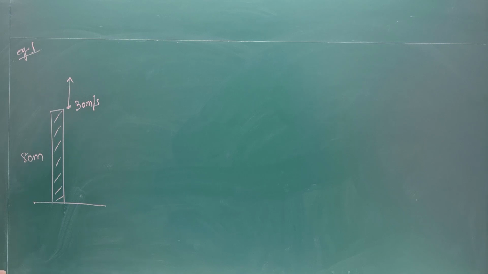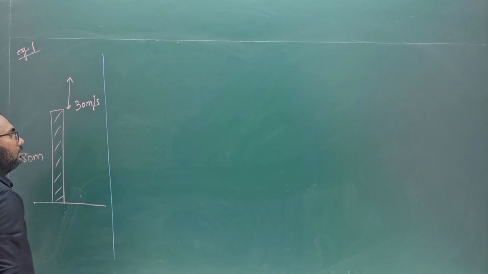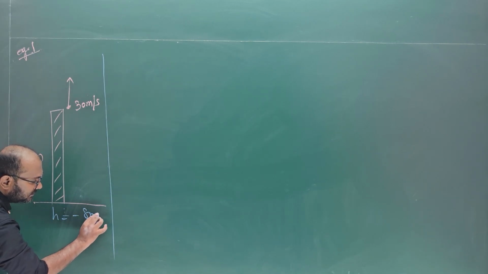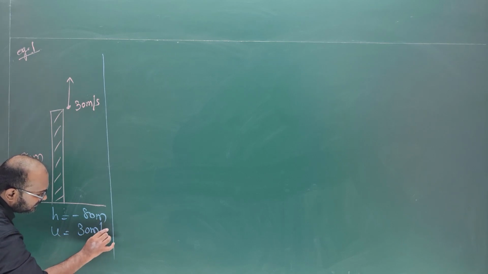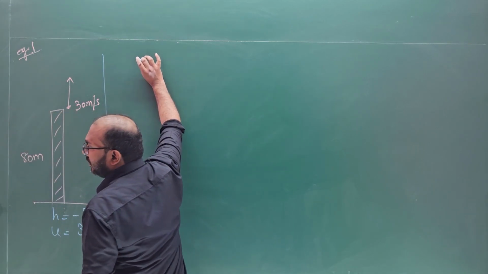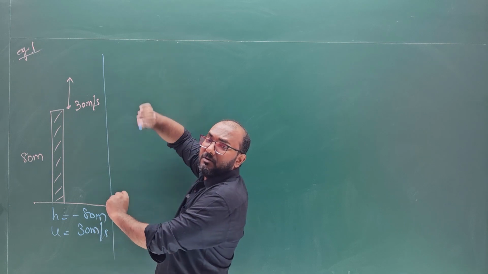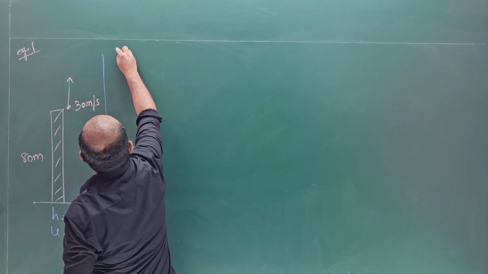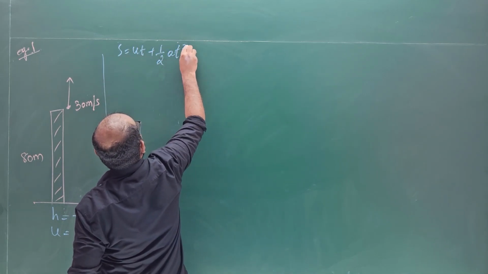Now, let us calculate time first. Displacement h is minus 80 meters. U is positive, 30 meters per second. Now, calculating without equations. We have derived the formulas now, but I am now calculating without any formula. Just I am using the three basic equations. So S equals ut plus half at square.